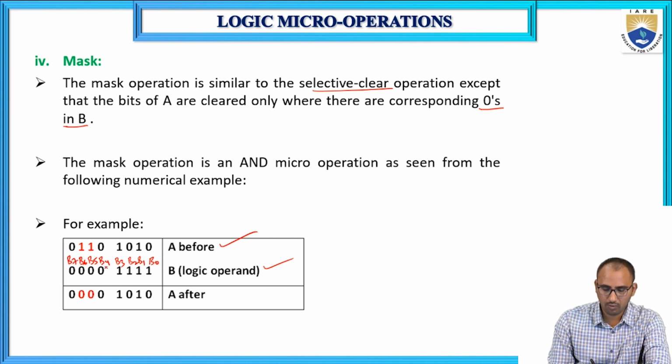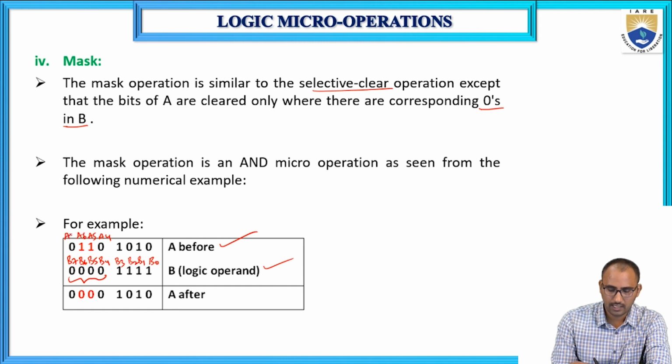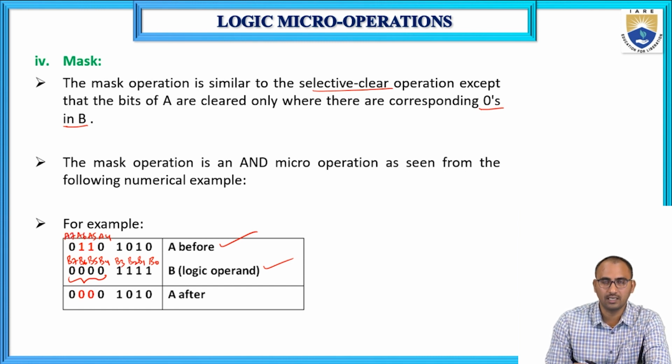So the B4 to B7 positions are 0. So we have to consider this. The corresponding bits in register A, that means A4, A5, A6, A7, have to be masked. Masked means we are making those bits 0, logic 0. So if you consider B4, the corresponding bit in register A, A4, is already 0. So no need to change it.